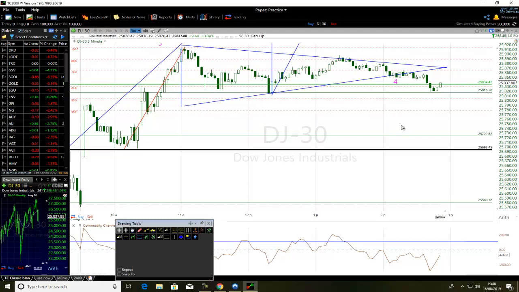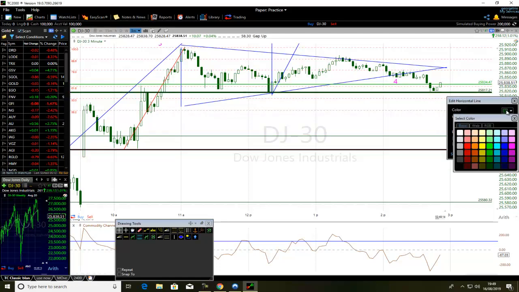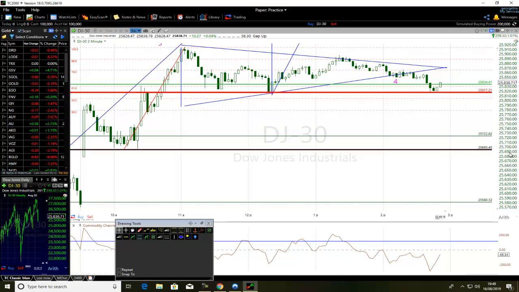I'm going to use, let's see here, stop loss. Yeah, stop loss should be somewhere just there. I will use 17 pips. All right, just leaving it there. That's the stop loss. Very conservative stop loss. 25817.